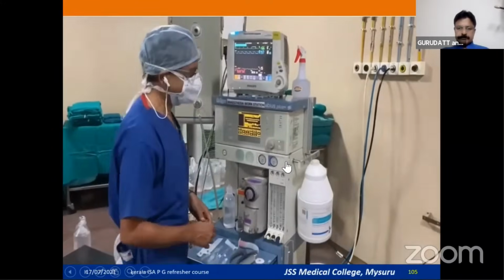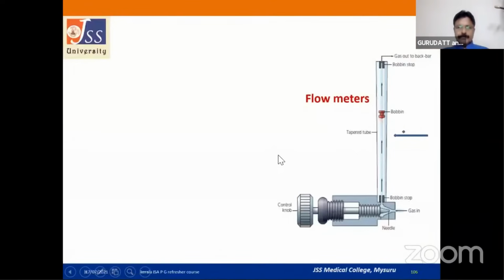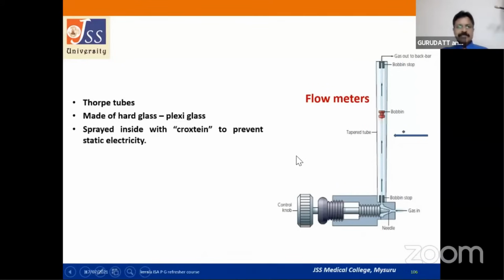So I'll be talking about the flow meters. These flow meters are made of hard glass, which is called plexiglass, and the flow meters are called top tubes. And inside these top tubes, you should know that it is made of plexiglass. That is also one of the questions that is asked. And inside it is sprayed with a special material called Croxtine.